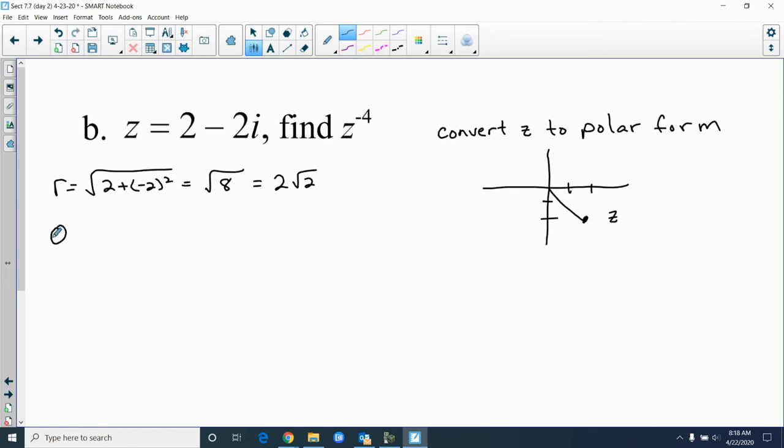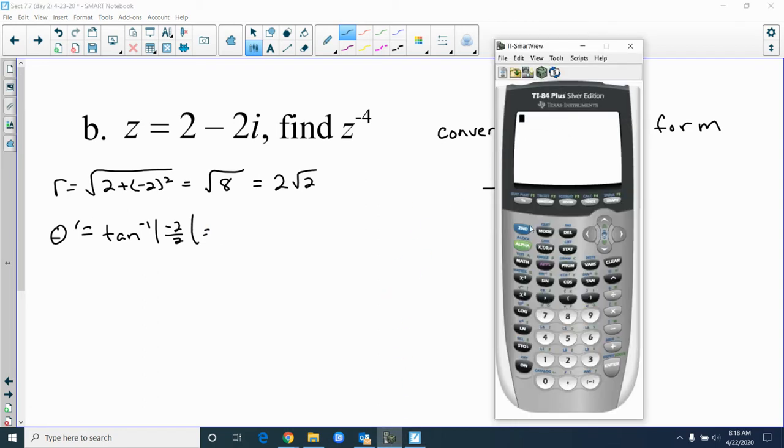Our angle, our reference angle, first of all, inverse tangent, absolute value, negative 2 over 2, which is just negative 1, but we're taking the absolute value, which is 1. So inverse tangent of 1. And hopefully we know that that's 45 degrees.